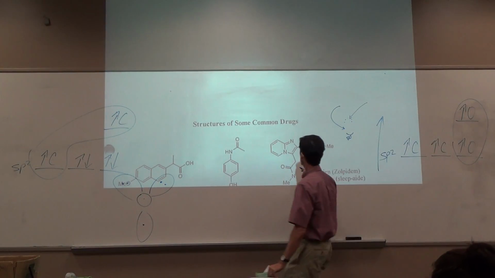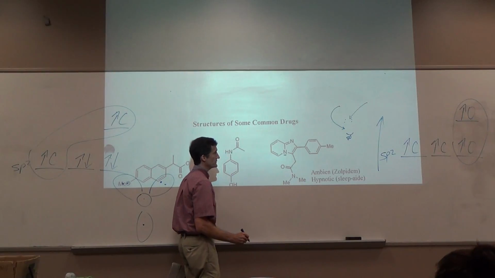Okay. Let's do the nitrogen, the middle nitrogen there of Ambien. What's missing? Lone pair. Lone pair, three bonds. What's the hybridization of that nitrogen?